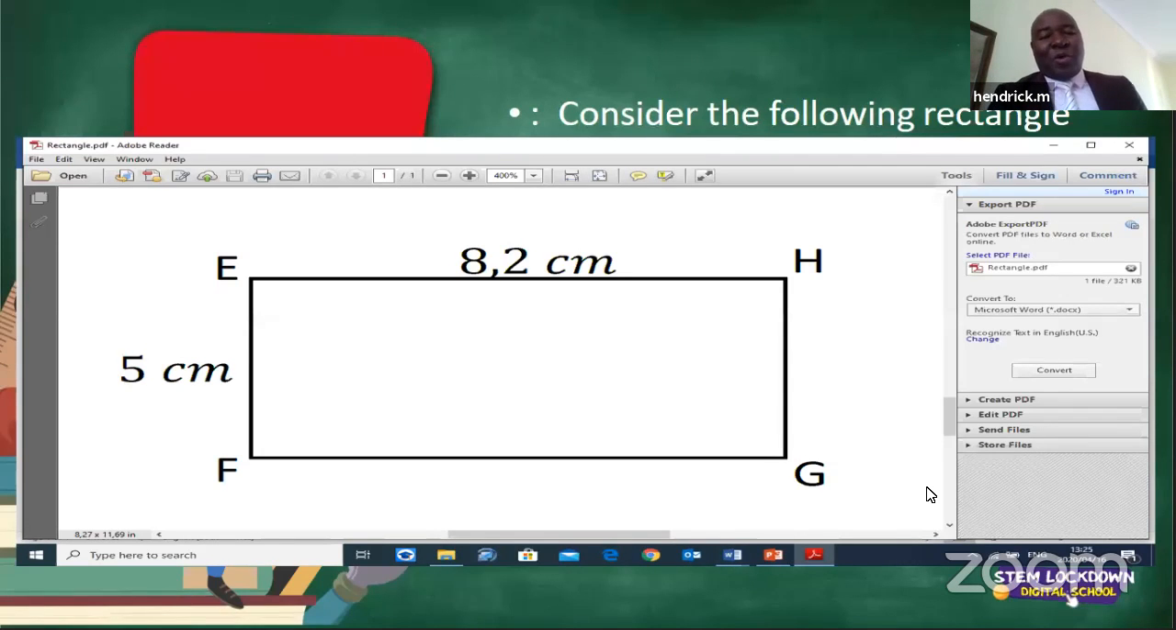Ntokozo, I believe you want to talk now about the area. Yes, sir. The area would be 40,4 because you say 8 times 5, which would be 40, then it would be 4. Okay. So I fully agree with you.